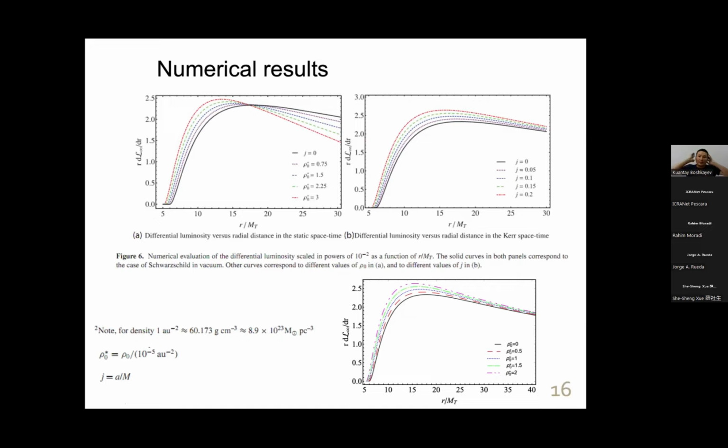Here we also calculated the differential luminosity, and we have similar behavior. For the Schwarzschild case, it is always smaller with respect to the presence of dark matter. And for the Kerr metric, we see that the differential luminosity is always larger when we have rotating black holes and co-rotating orbits. Here the situation is the same. If we use the same boundary conditions, the pictures will be identical.